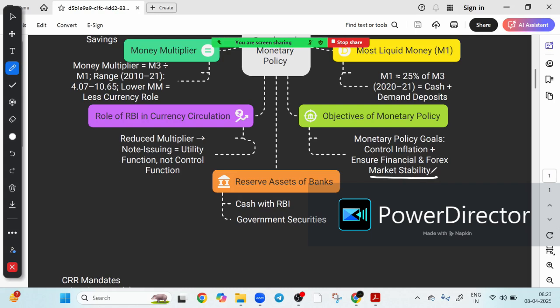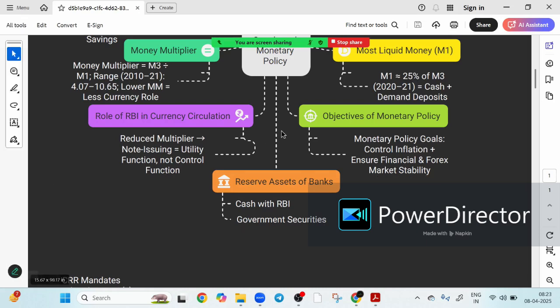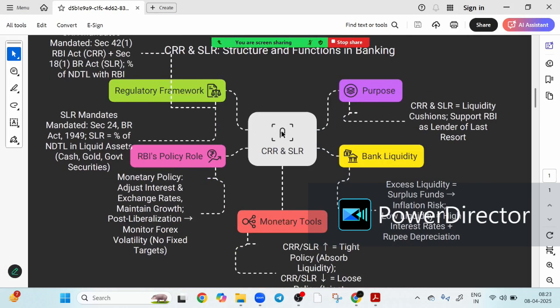So the next time you hear terms like CRR, M3, monetary policy, M1, or the money multiplier I just told you about, you will know exactly what is going on behind the scenes. That is all we have discussed in this first slide. Now let's come to the second slide.